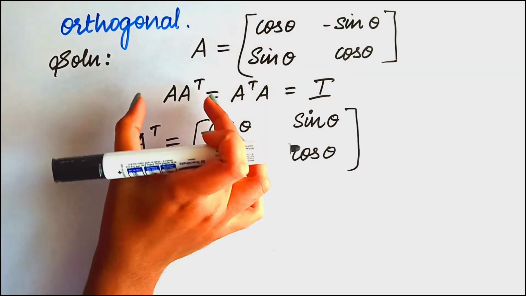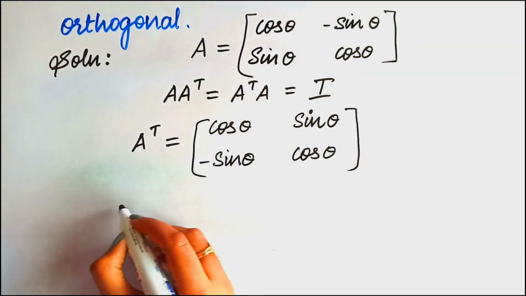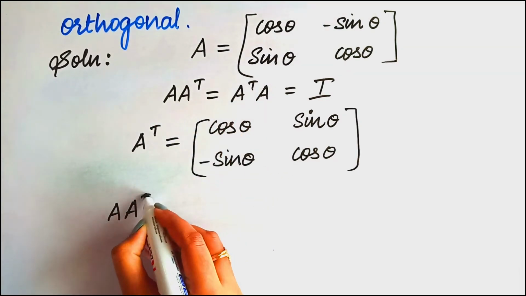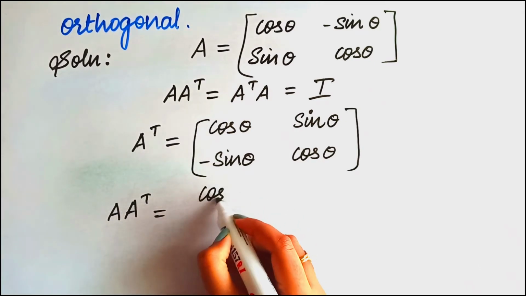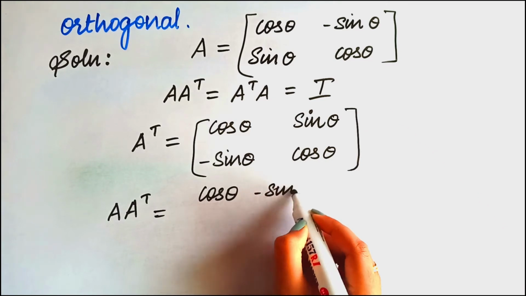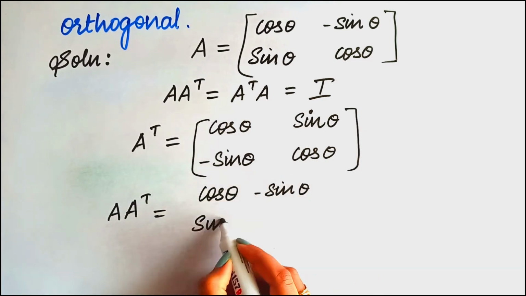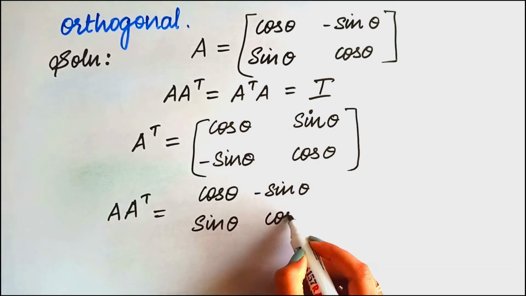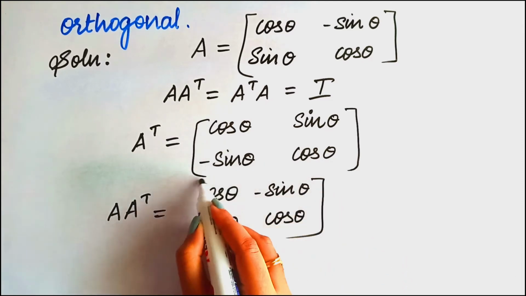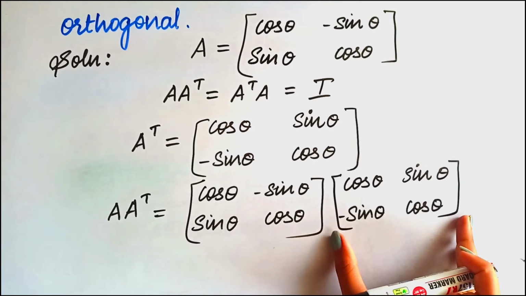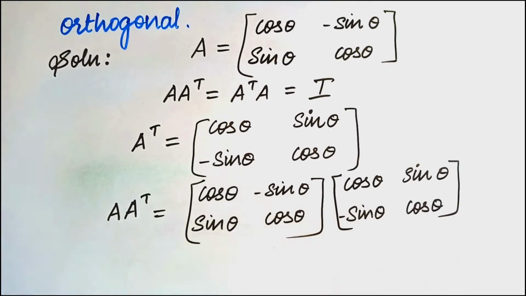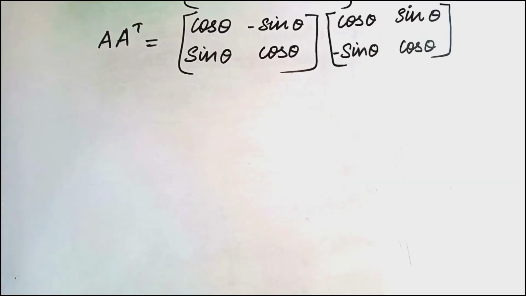Now let's start multiplying A into A transpose. So for A into A transpose, first you have to write the elements of A, which are cos theta, minus sin theta and sin theta, cos theta. Similarly, you have to write the value of A transpose here. And now we have to multiply these two matrices.